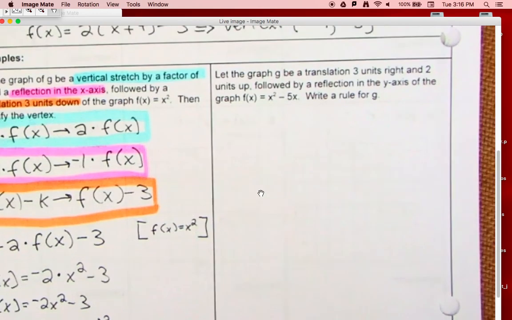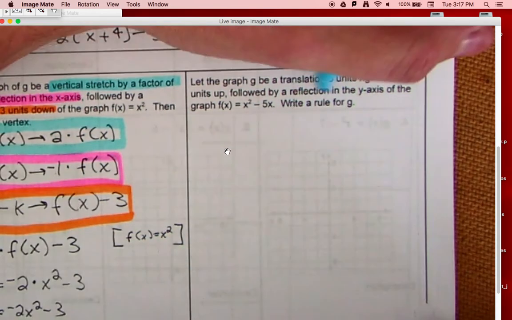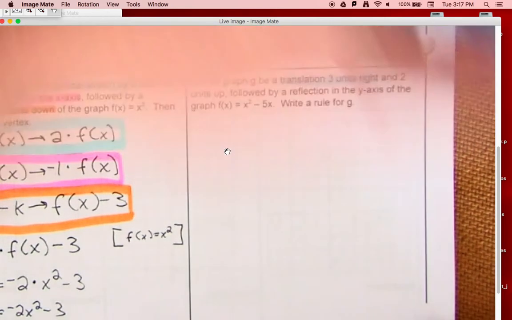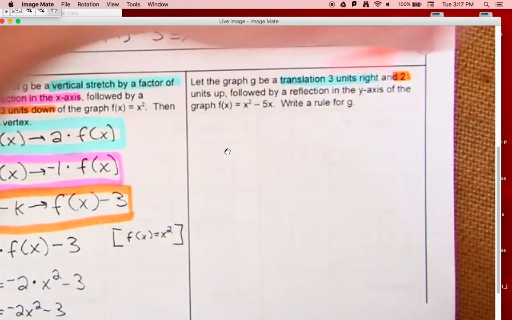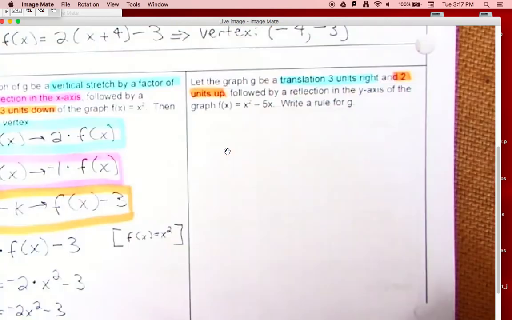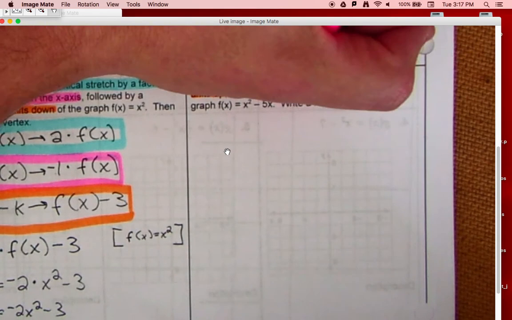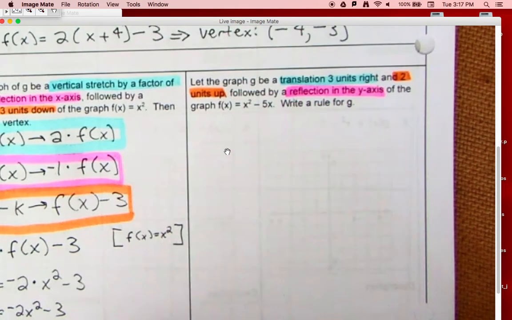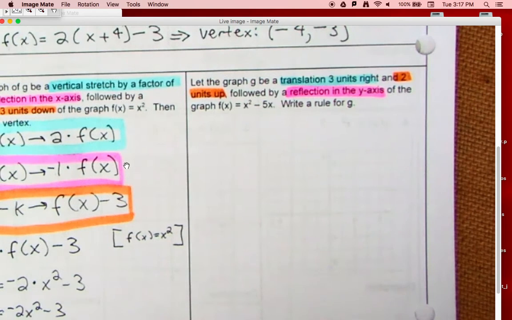All right, this problem is very similar to what we did up here. So let's go through this. So let the graph of g be a translation 3 units right. So there's one thing that I'm going to do. And 2 units up. So it's a translation 2 units up. There's the second thing I'm going to do. And then a reflection in the y-axis of that graph. So let's do what we did over here. And let's write everything out.